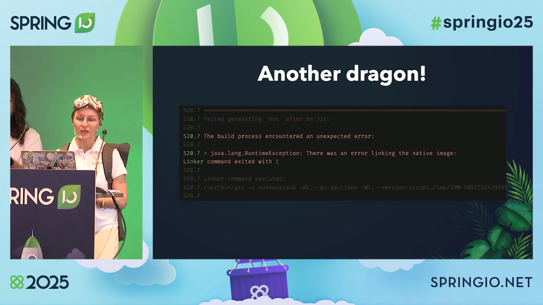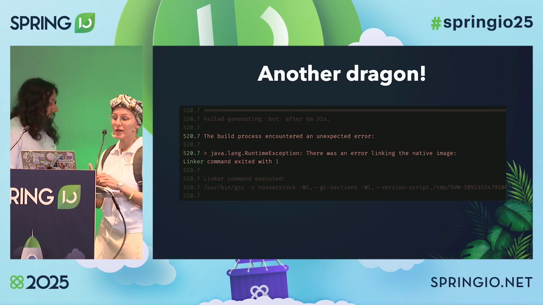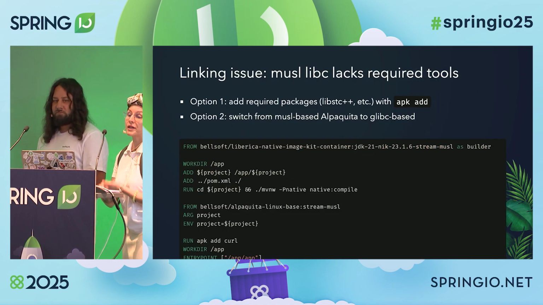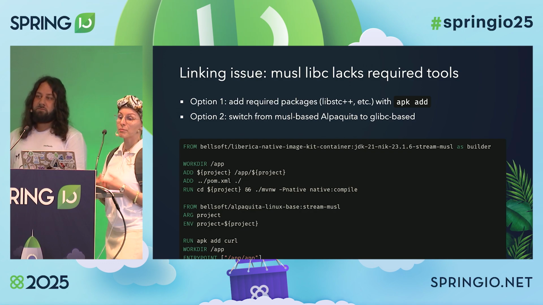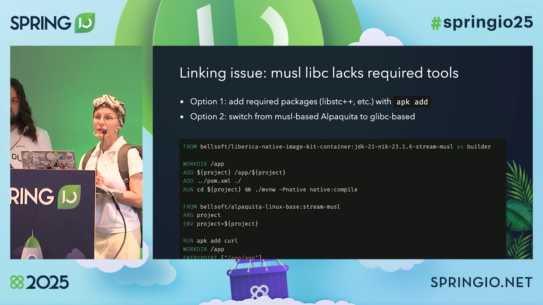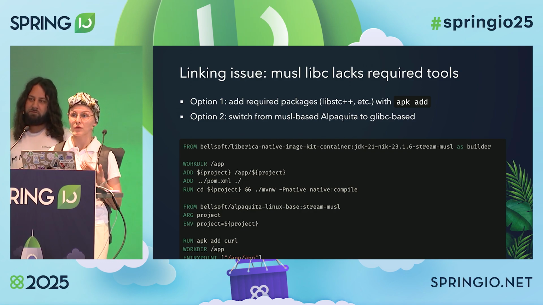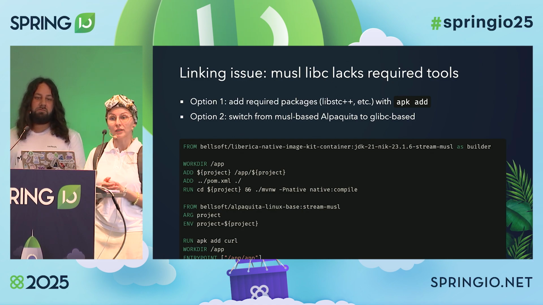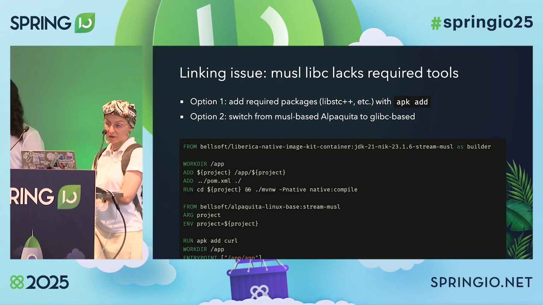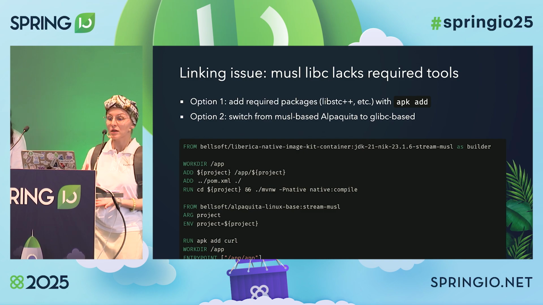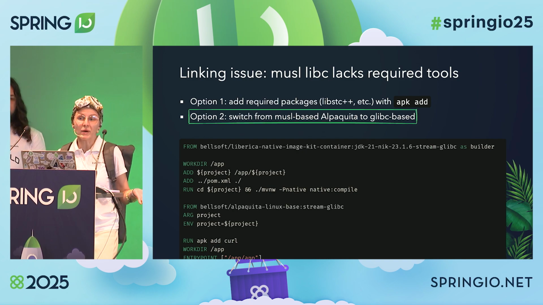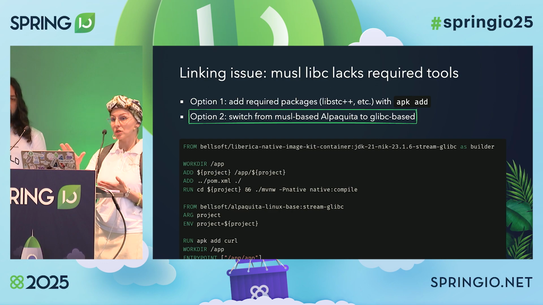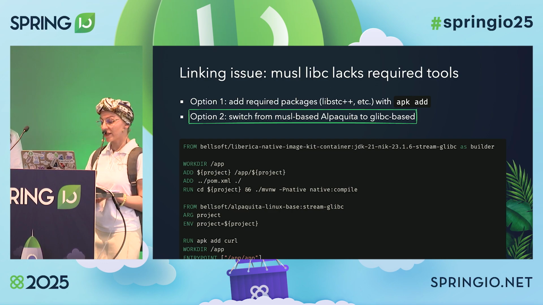Okay, so here we have a runtime exception, an error linking the native image. Apparently, it is a linking issue related to the musl library that lacks the required tools for linking the native image. And again, we have two options. You can add the required packages to musl with apk add, or you can switch from musl-based Alpine to glibc-based one. And we're only changing 2 lines in the Dockerfile, and that's basically it.